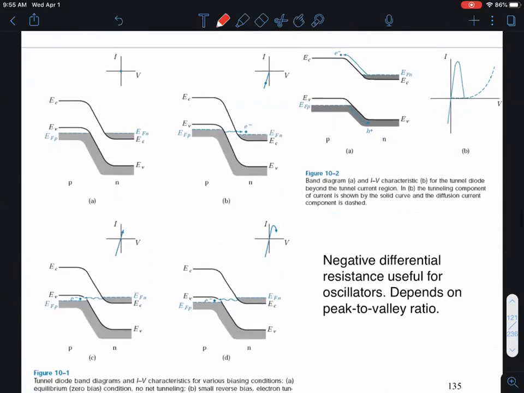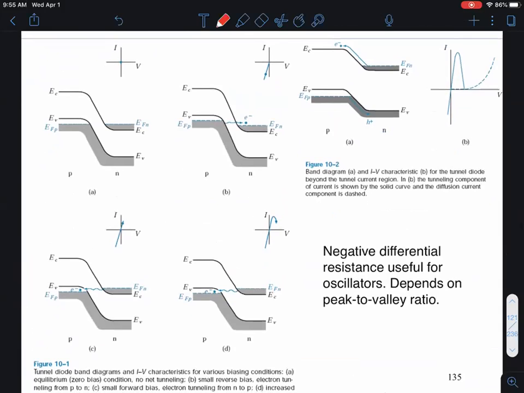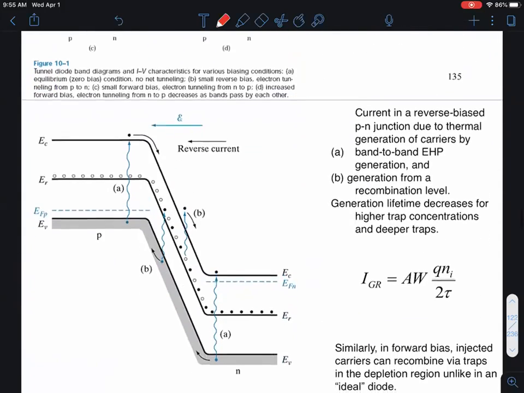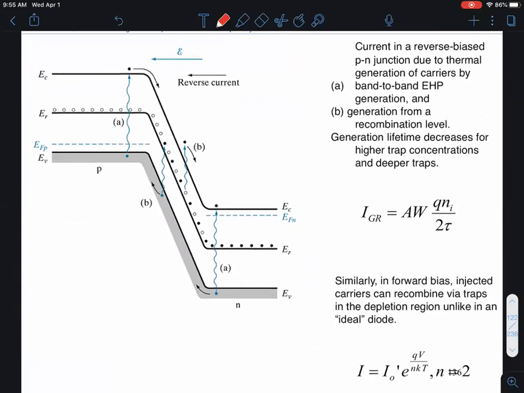I'm going to skip the next slide entirely. So there's a very interesting device called the Esaki diode with very interesting negative differential resistance characteristics. Those are not that useful, it turns out, so I'm going to skip that in the interest of time.